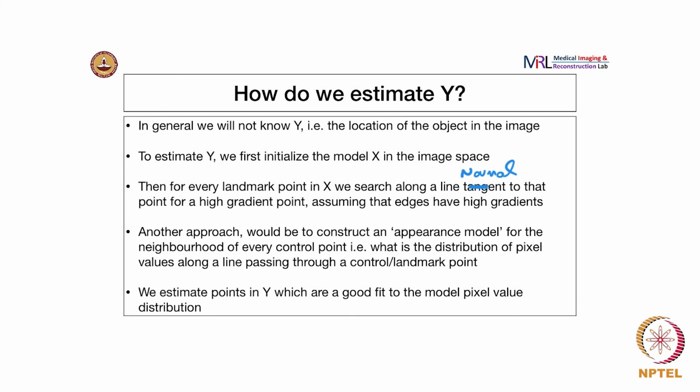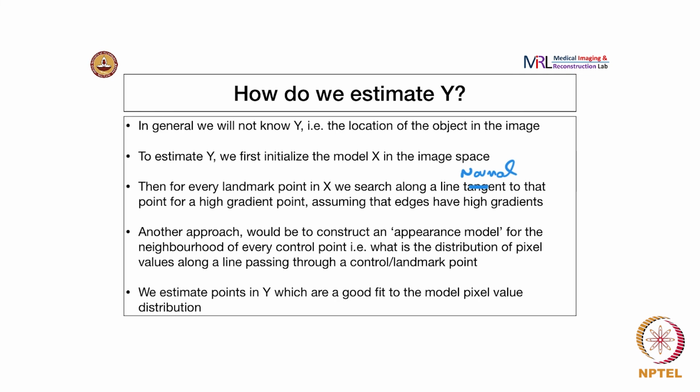So let's draw this on the next slide, so that you know what I'm talking about. For every landmark point you draw a normal to that point. What do you mean by normal? The normal is defined by it being 90 degrees to the tangent at that point. How do you get the tangent? We assume that the shape model can be seen as a boundary of an object, so it's like a curve, so we can have a tangent at every point, and to the tangent we draw a normal. So you search along the normal till you hit a high gradient pixel, and that's your y.